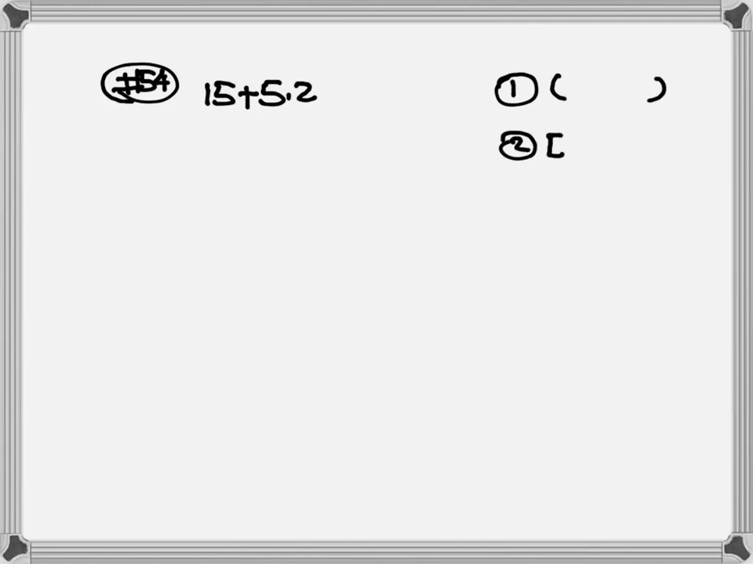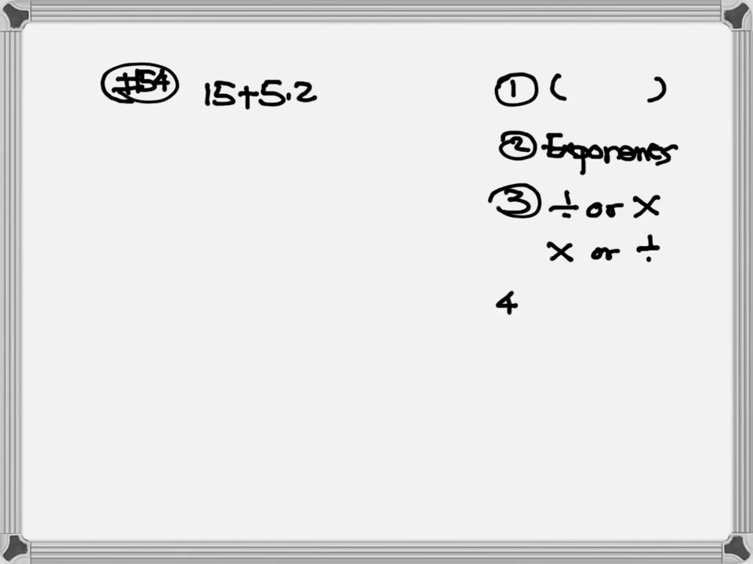Now, let's look at number 54. Number 54, we have 15 plus 5 times 2. So here we are going to use order of operations. Step 1, you're going to do parenthesis. Step 2, you're going to do exponents. Step 3, you're going to do multiplication or division, whatever comes first, okay? It's not always multiplication first. If division comes first, you do division first. Step 4, addition or subtraction, again, whatever comes first. If addition comes first, you do addition first. If subtraction comes first, you do subtraction first.